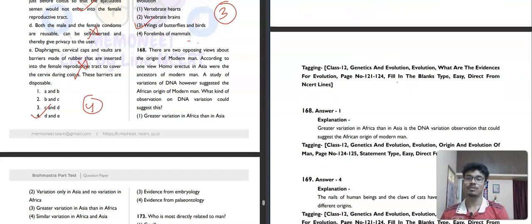There are two opposing views about the origin of modern man. According to one view, Homo erectus in Asia were the ancestor of modern man, and a study of variations of DNA, however, suggested the African origin of modern man. What kind of observation about DNA variation could suggest this? Greater variation in Africa than in Asia. This is the correct one. We have seen a lot of variation in Africa than in Asia. This suggests it.